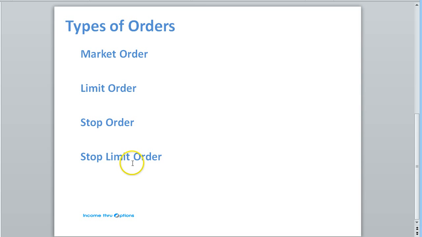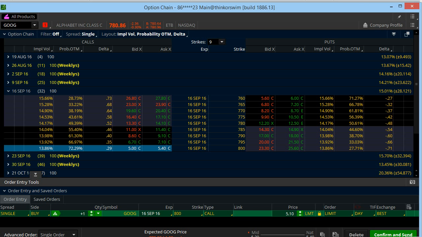We will look at stop and stop limit order. These actually come into picture after you have placed the other order, but let's see how to go about doing it. So here we have Google. Let us assume that I think Google will be at $800. Right now it's at $780.77. Today it is down $2.45. But I think that in the next 32 days Google will be at 800.